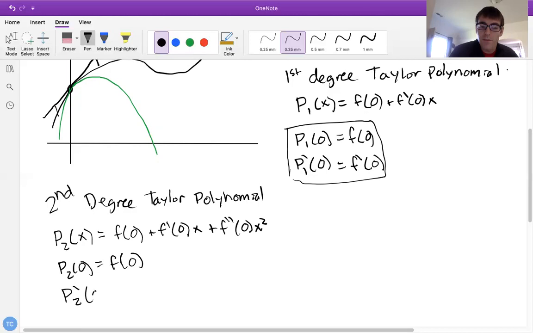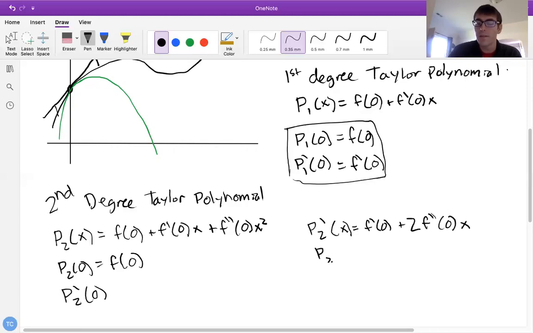P2 prime of 0, if we take the derivative of this, P2 prime of x, well, the first term is going to go away because there's no x there. The second term, if we pretend that there are numbers in for this f prime of 0 and f double prime of 0, if this is 3x plus 5x squared, the derivative is 3 plus 5 times 2x, or f prime of 0 plus 2 f double prime of 0 x.